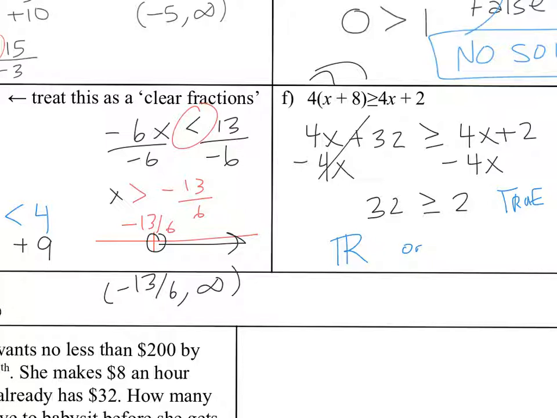Or you can write it like this: all real numbers. I don't really want to write infinite solutions because technically all of these inequalities have an infinite number of solutions. So you want to write all real numbers.